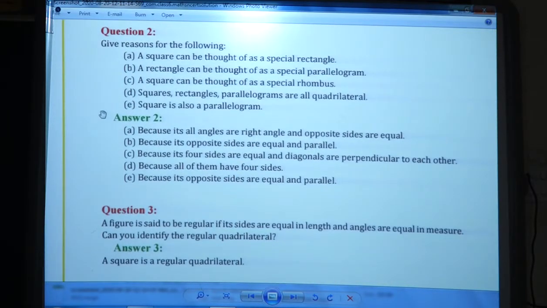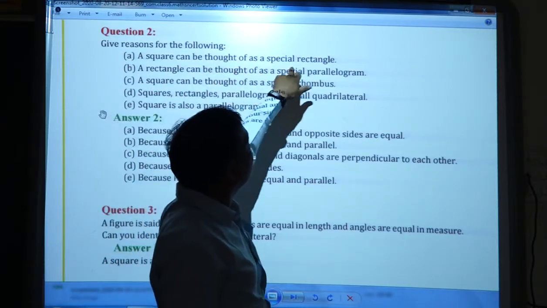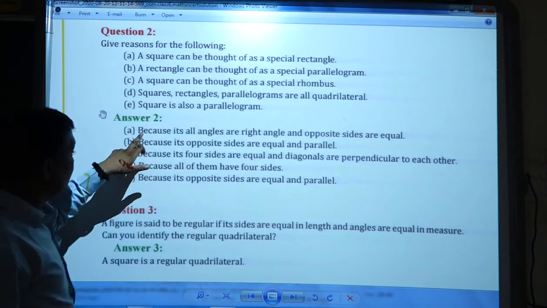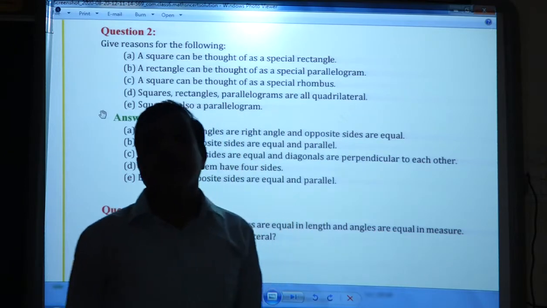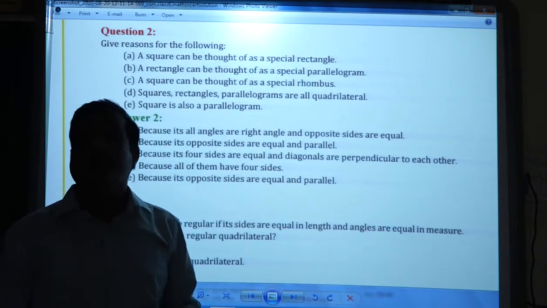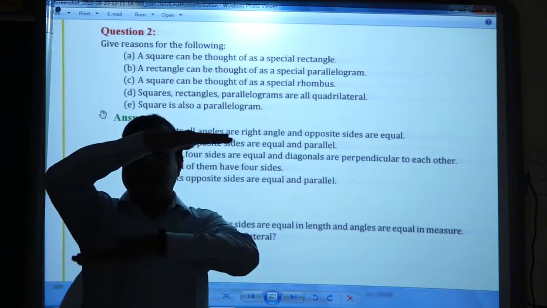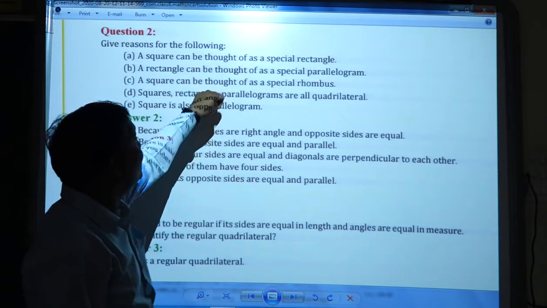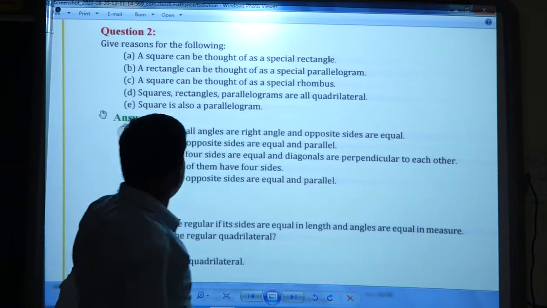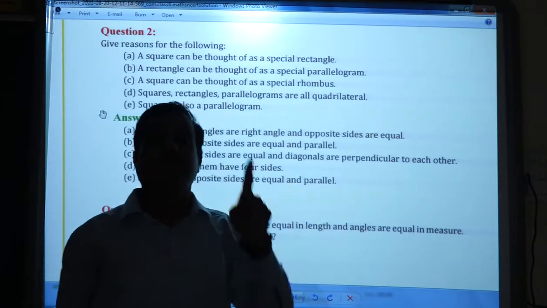Next question. Now we have to give the reason for the following. A square can be thought of as a special rectangle. Because all angles are right angles and opposite sides are equal and parallel, and in a square all sides are equal. All four angles are 90 degrees. So we see it as a special rectangle.